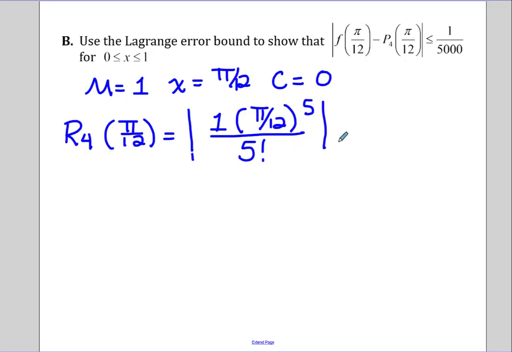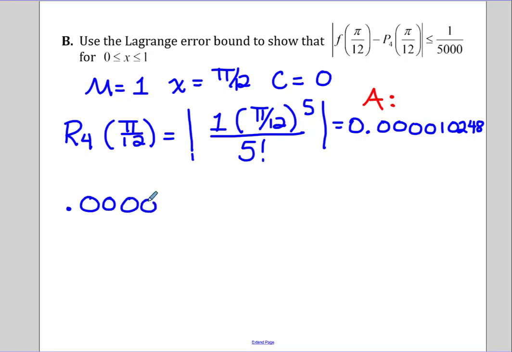And using my calculator, I got 4 zeros, 1, 2, 3, 4, and then 1, 0, 2, 4, 8. I'm going to call this value A. Value A. So we got 1, 2, 3, 4, and then 1, 0, 2, 4, 8.